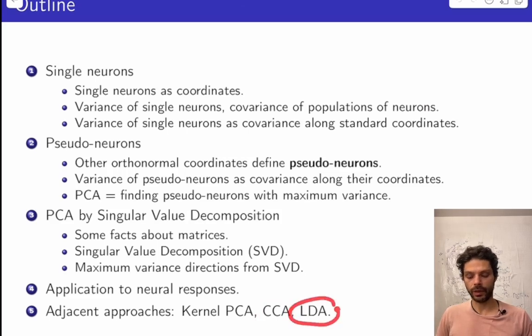But what if you have labeled data? Well, then maximizing variance is not the thing you want to do. You want to maybe maximize discriminability, and in that case, there's a related linear technique called LDA, which does that for you. So we'll just touch on those at the very end. Okay, so let's start with the variance of single neurons in the first instance.